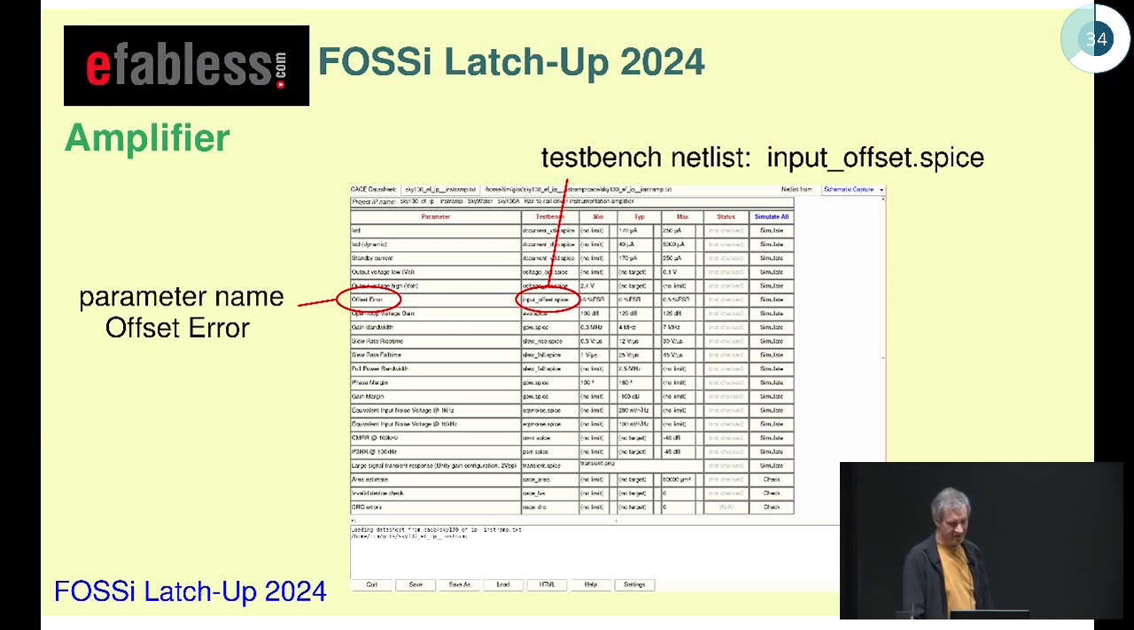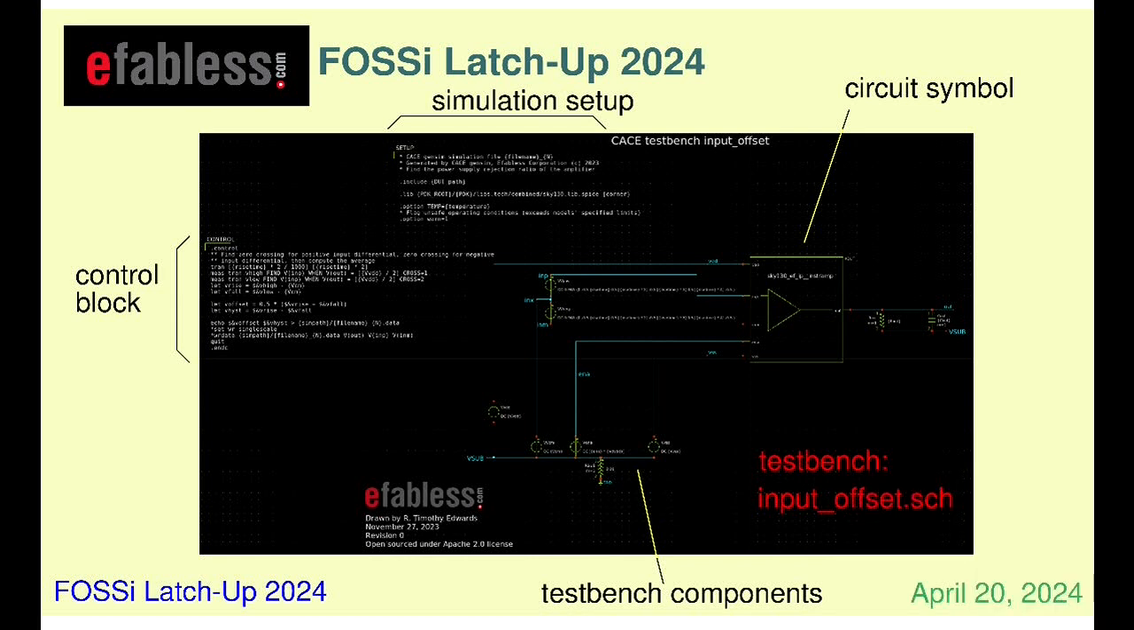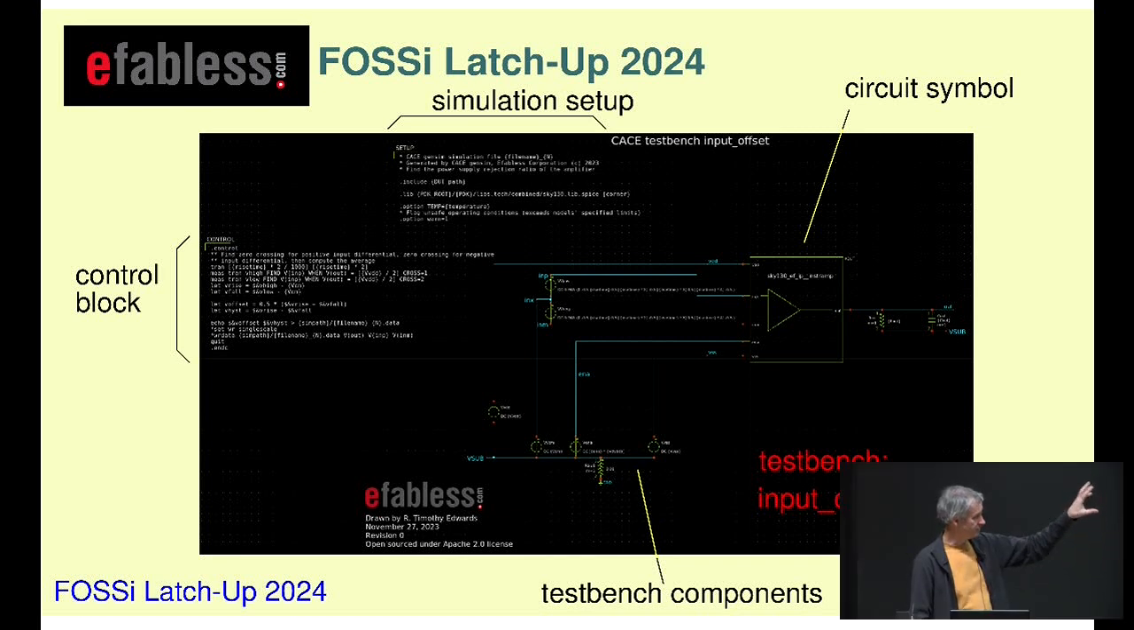So looking at some of these things, like I have a parameter that is offset error, and it is related to a test bench, which is called input offset.spice, which comes from a test bench schematic. And the test bench schematic looks like this. What I mean by cleanly separating the symbol and schematic and test bench is that the symbol here is instantiated within the test bench, but is separate from it.